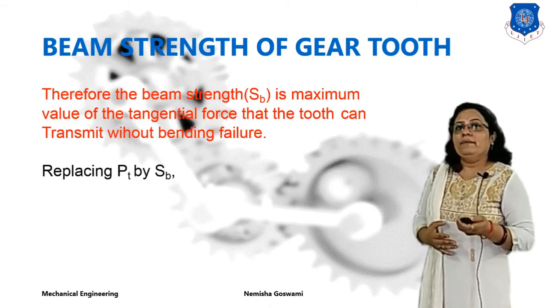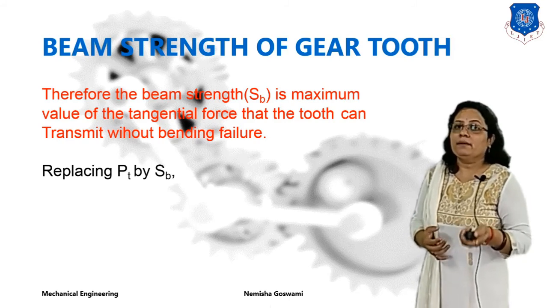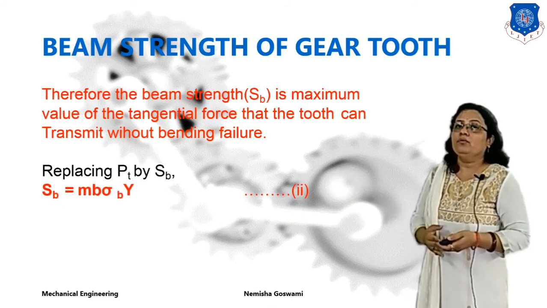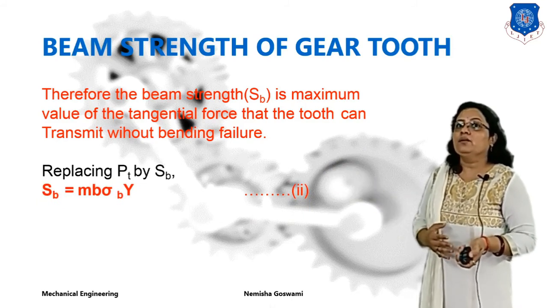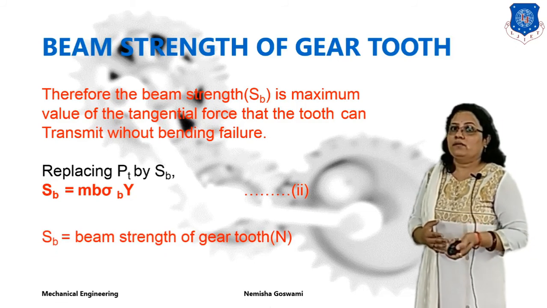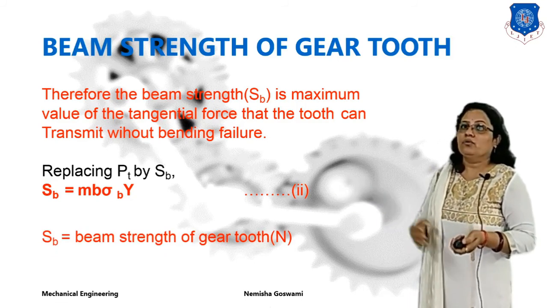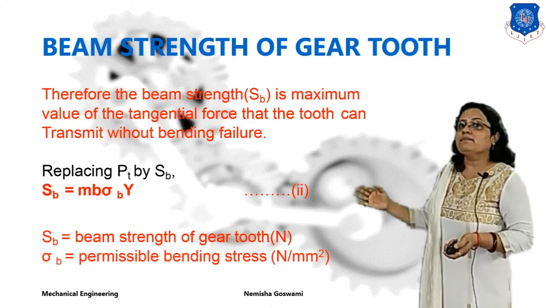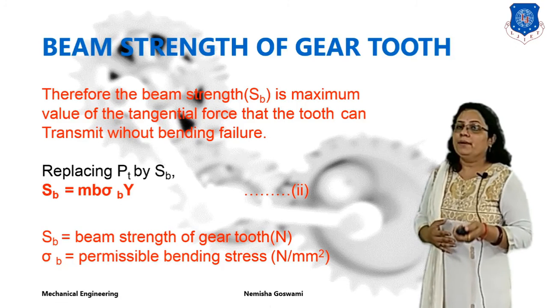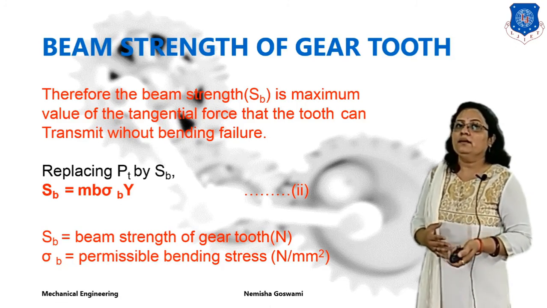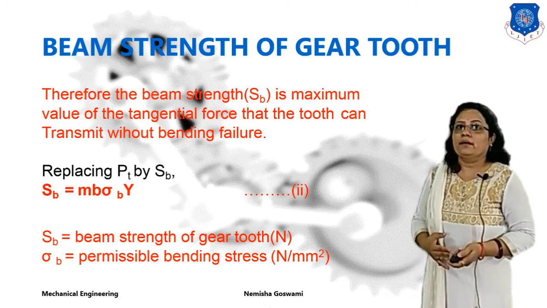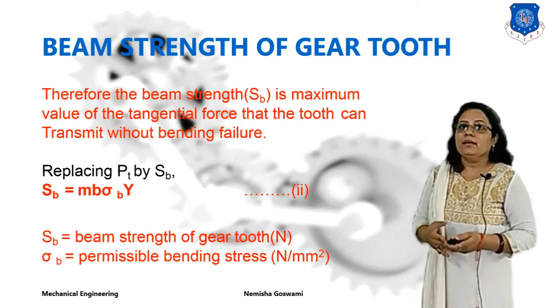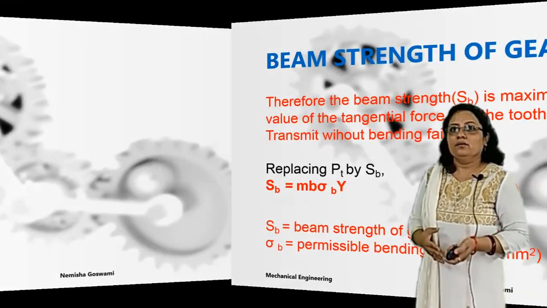Now, when we discuss the beam strength, we replace the tangential load by SB. So SB, the beam strength, is equal to M into B into sigma B into Y. This is the second equation. Here SB is the beam strength of the gear tooth, which is given in newtons, and sigma B is the permissible bending stress, which is always given in Newton per mm squared. So this was about the Lewis equation, or the beam strength of a gear tooth.